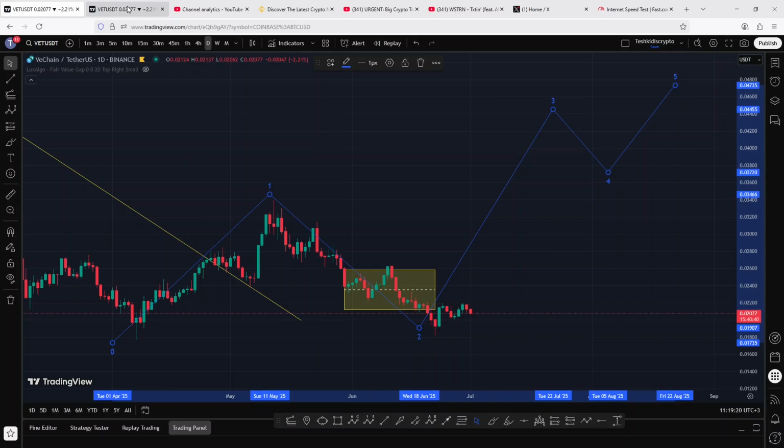So those are the two possible scenarios that I am expecting here on the Vechain chart, and let us be patient and see how that plays out, and I will ensure you stay up to date.